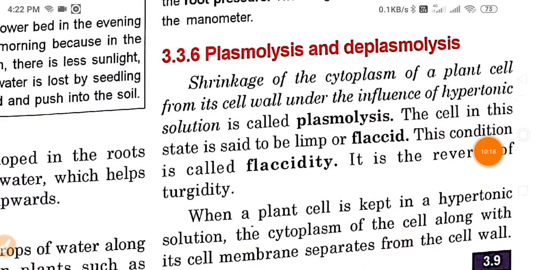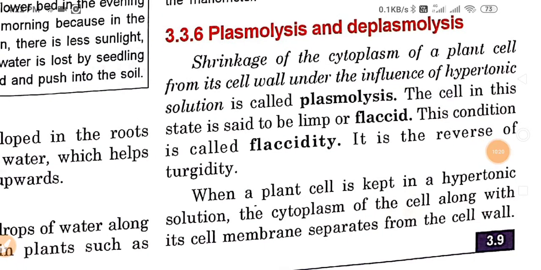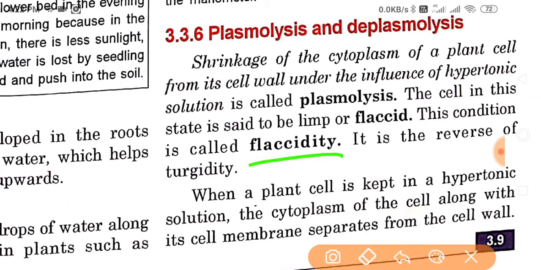Next topic is plasmolysis and deplasmolysis. Shrinkage of the cytoplasm of a plant cell from its cell wall under the influence of a hypertonic solution is called plasmolysis. Whenever a cell is placed into a hypertonic solution, it loses its water or cell contents, which is called plasmolysis. The cell in this state is said to be limp or flaccid. This condition is called flaccidity. It is the reverse of turgidity.